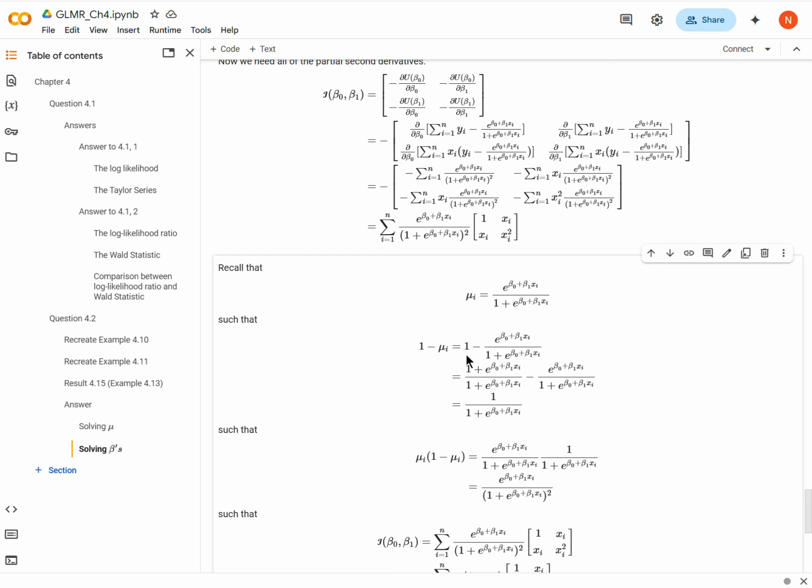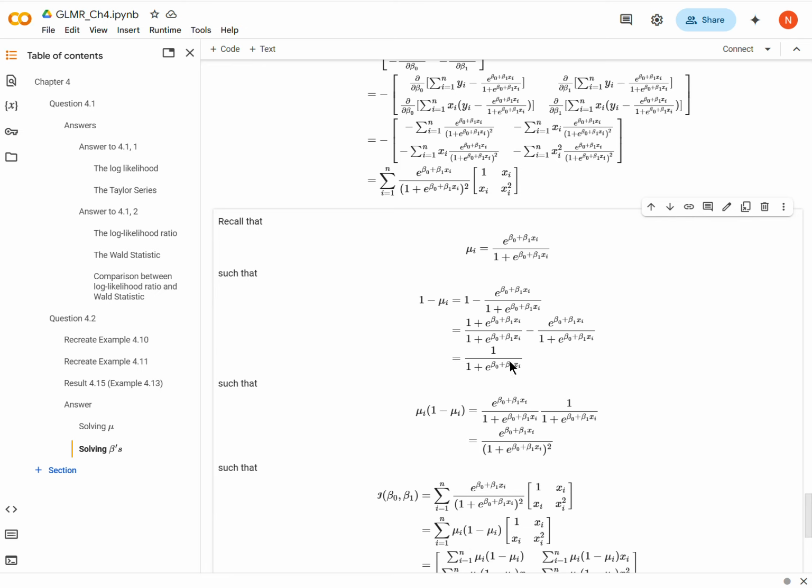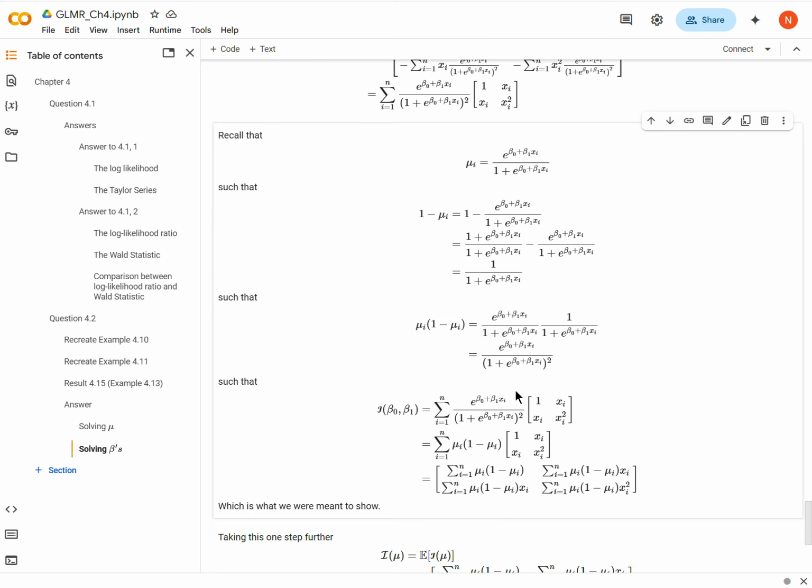Now I can give these the same denominator, right? So now 1 can be represented by that. And because they have the same denominator, I can take this and this, and so now I have 1 plus this minus this, which just leaves 1. So now I have an expression for mu and 1 minus mu. And when I multiply those two together, I get the expression that's sitting out front here. So in other words, this expression right here is just mu times 1 minus mu.